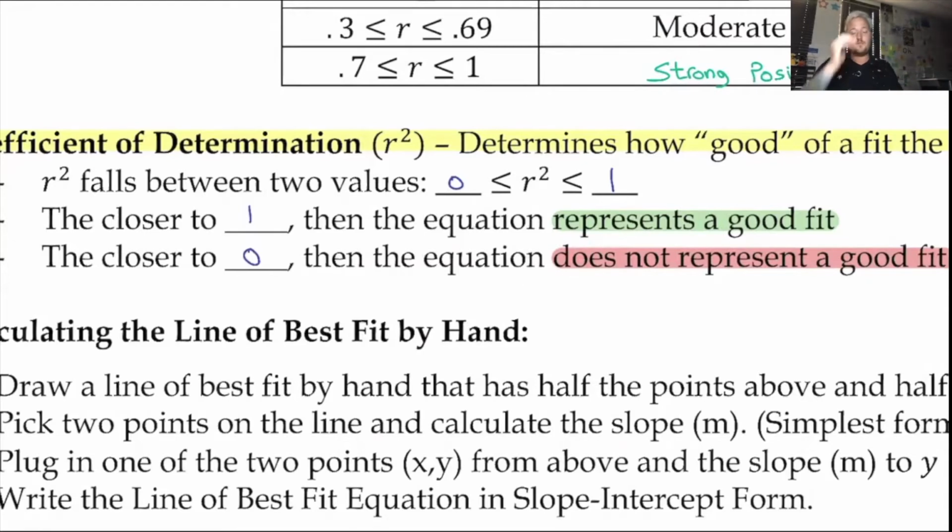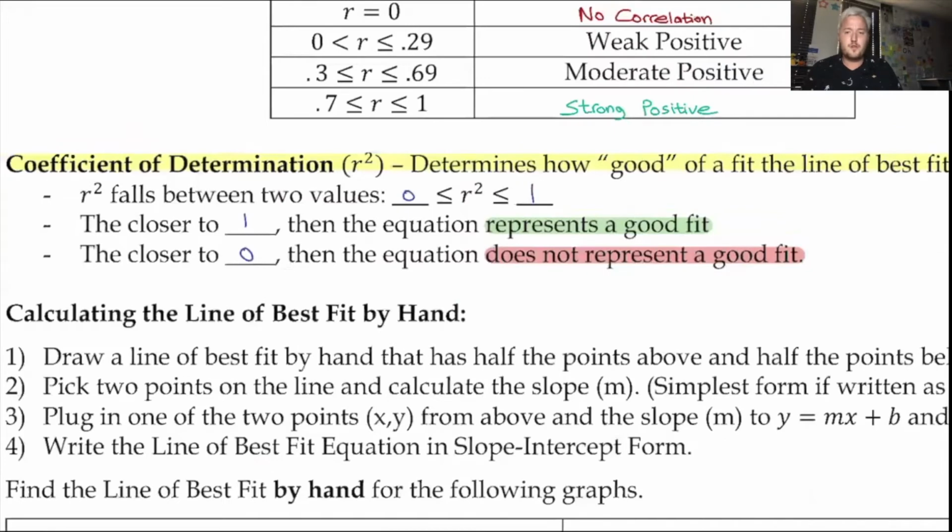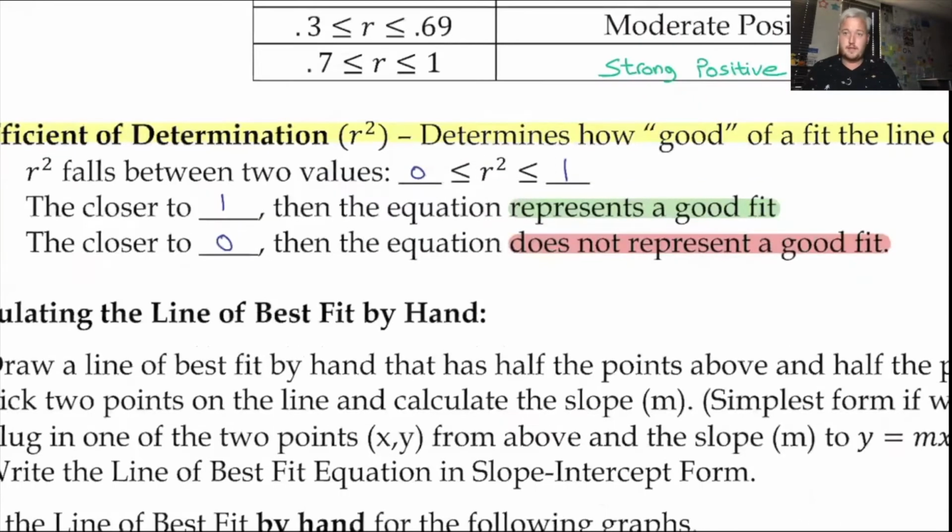But even if it's like 0.85 or higher, that's a really good fit. Even if it's like 0.7 or higher, that's still a good fit. I would say anything below 0.7 would be not a great fit. But the closer to 0 it is, it means you can't have any sort of line of best fit. There's no good representation to show the data.